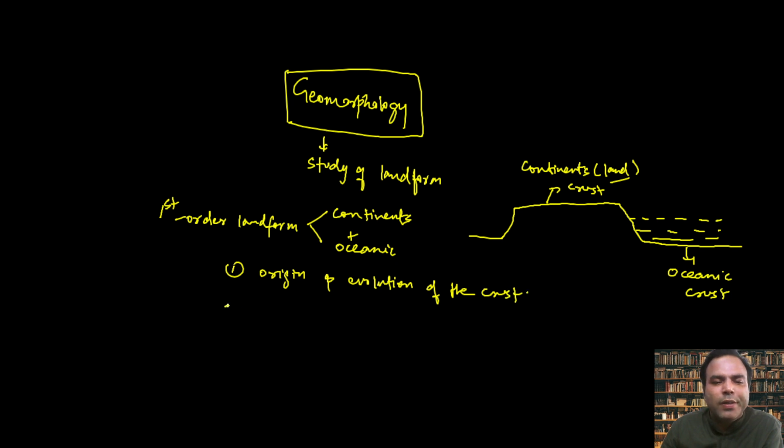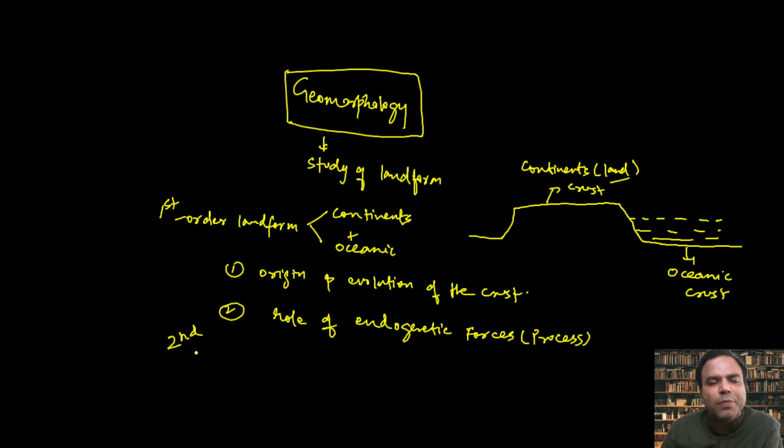In order to explain the origin and evolution of the earth's crust, the forces from inside are important, called endogenetic forces, is it not? The endogenetic force is the role of earth's internal energy that is driving the force, and forces in geomorphology are also called processes. These are pushing the land from the earth's interior to develop it. So the role of endogenetic forces also comes into the picture. Once the endogenetic force comes into the picture, whatever crust, continental or oceanic, generates, it undergoes a transformation, and then the transformed crust will become the second order landform or second order relief feature.